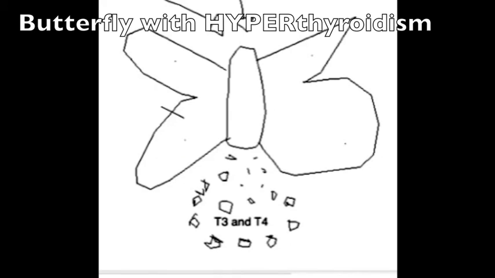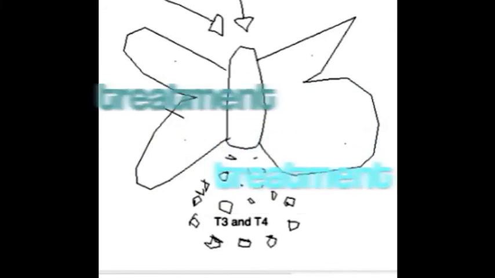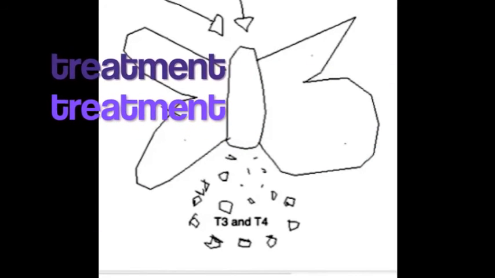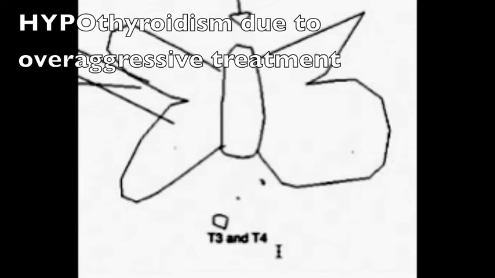So to put this in terms of our butterfly diagram here, if you've got a hyperthyroidism issue, as in your butterfly is producing too much T3 and T4 feces, and you overtreat this butterfly too aggressively, be that by surgical intervention or chemical or what have you, then you can end up with a hypothyroidism where your butterfly is now going to produce too little T3 and T4.